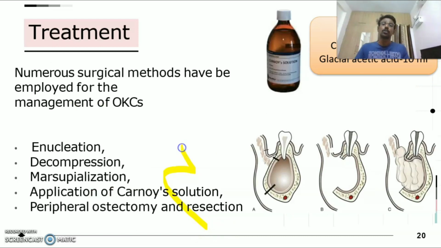Coming to the treatment, there are numerous treatment plans. The first will be enucleation and curettage, which is a classical treatment for cyst removal. In treatment of OKC, we are using ethanol, chloroform and glacial acetic acid combination. It's called Carnoy's solution. It acts as a chemical necrosis which kills the cystic lining and prevents the recurrence of the cyst.